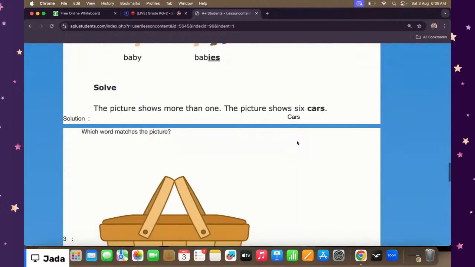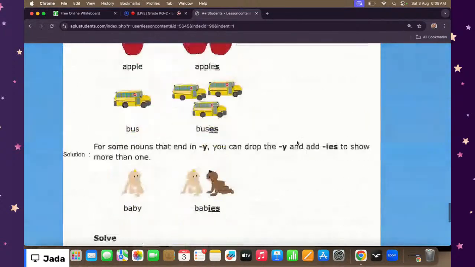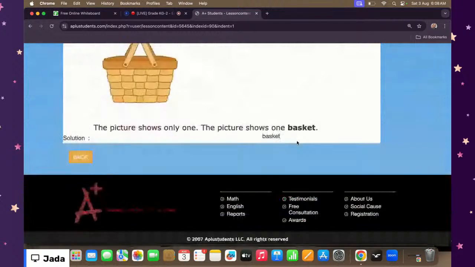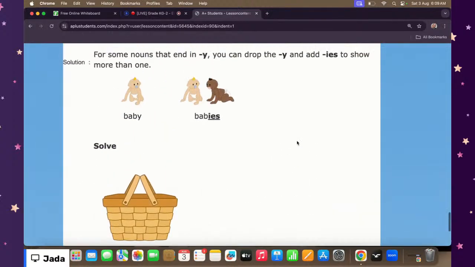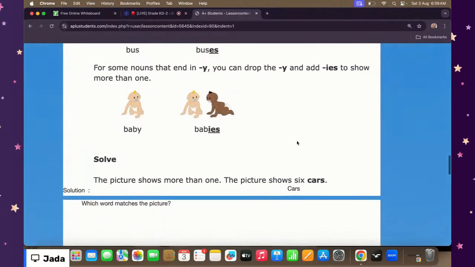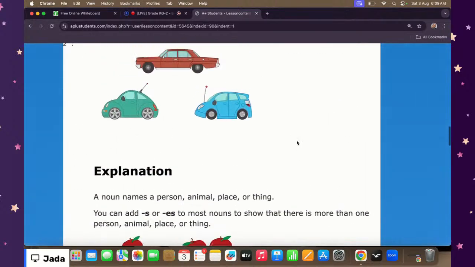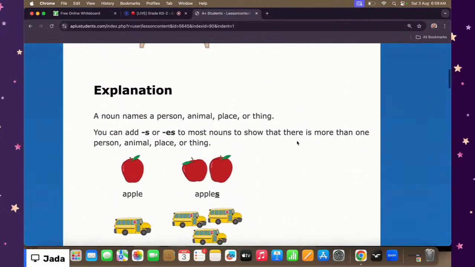Then we have this beautiful basket. It is just one, so we will say basket. If it's more than one, it is baskets with s, but it's just one. So that's all. You do not need to add anything else. Okay, so that's it for identifying the plural nouns. So let's go on to our test.